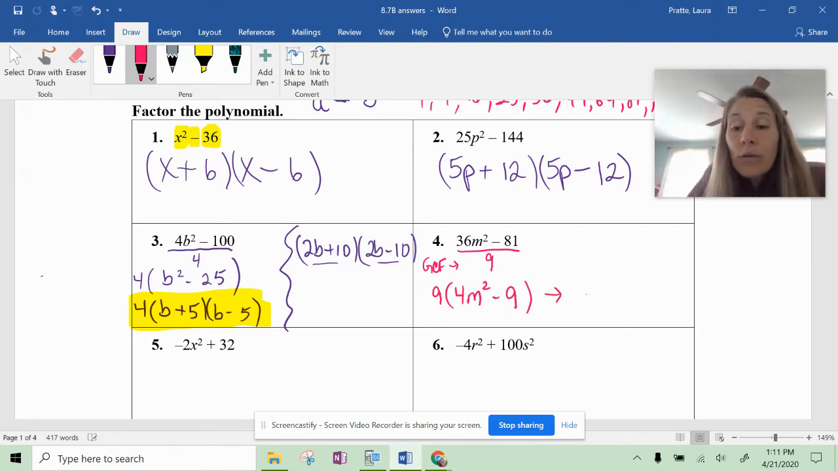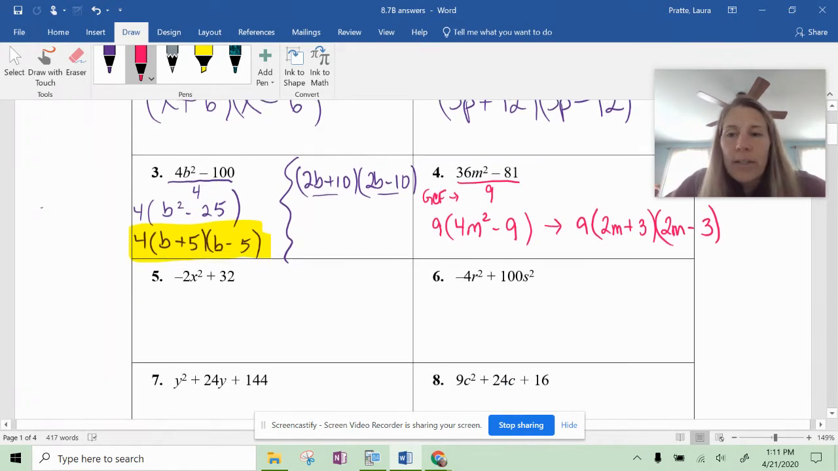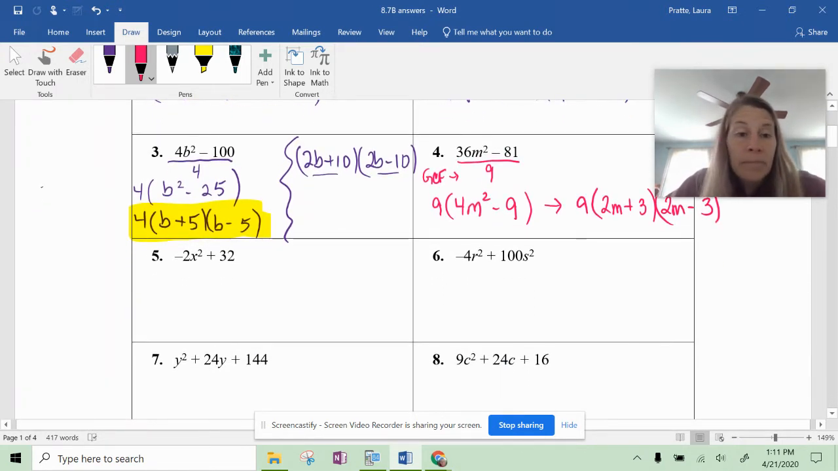And then you can finish factoring that because 4 and 9 are still perfect squares. So then we can do 2m plus 3 and 2m minus 3. Again, if you did 6m plus 9 and 6m minus 9, not wrong, but not finished. It's not completely worked out, so it would not be counted correct if you were doing a multiple choice quiz or test. So always check for that GCF before you do any factoring.